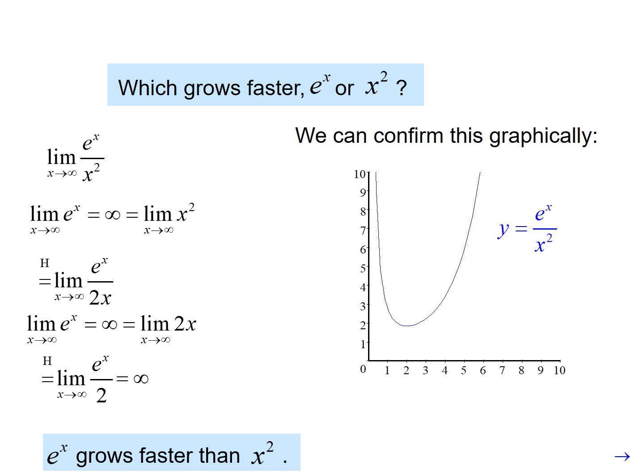Look at this graphically. Here's the graph of y equals e to the x over x squared, and you can see at some point that e to the x really takes over and this whole thing takes off towards infinity.